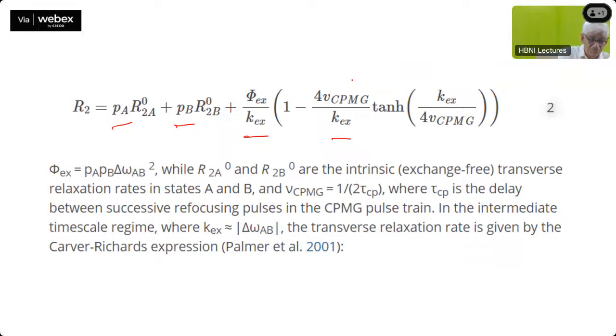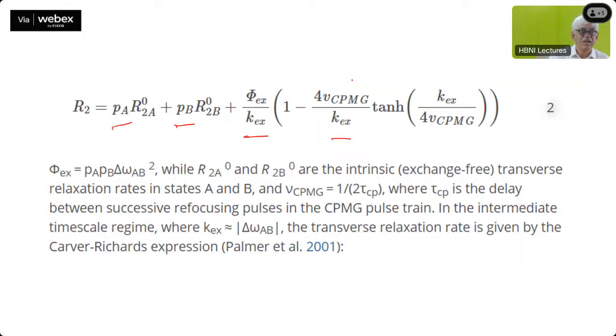And then phi exchange, this term, is proportional to PA times PB times delta omega AB squared. And what is delta omega? Delta omega is the chemical shift difference, omega A minus omega B, and it is proportional to the square of that. Therefore, the measured R2 will depend upon the populations of the A and B states, the intrinsic exchange rates of the two states, the frequency difference between the two states, and the way you perform the experiment, nu CPMG. This is the R2 observed, or the R2 effective.